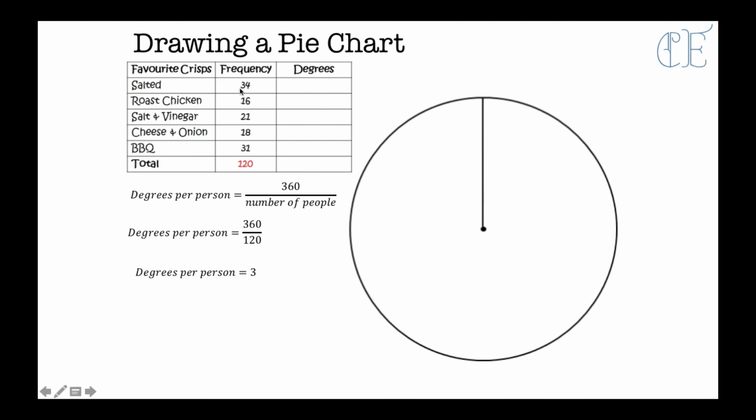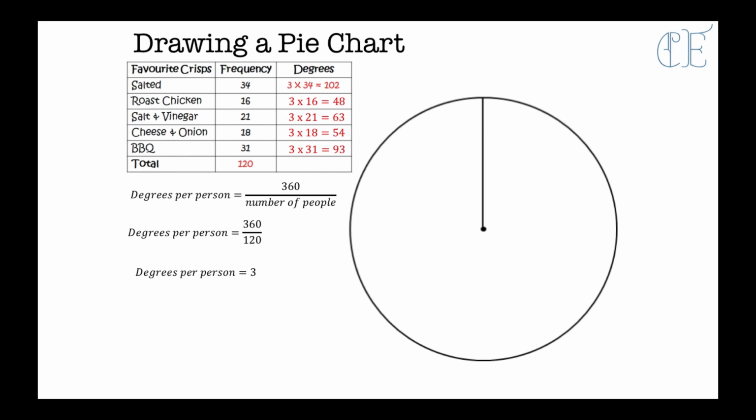That's not 3 degrees to measure one time or whatever. Don't get confused. This is per person. That's not the whole amount of degrees for salted crisps, for example. If it's degrees per person, we then need to look at how many people chose salted. It was 34. So we need to do 3 times 34, which gives us 102. We then do 3 times 16, 3 times 21, 3 times 18, and 3 times 31. That will now give you your degrees. You will now be able to use the protractor to measure those degrees out.